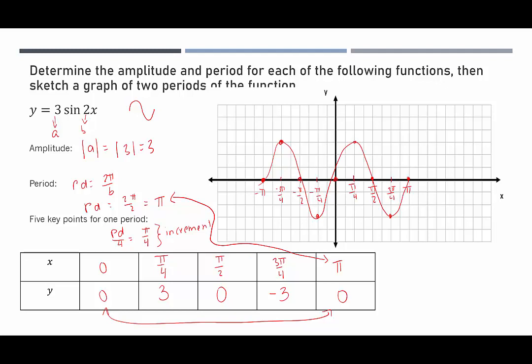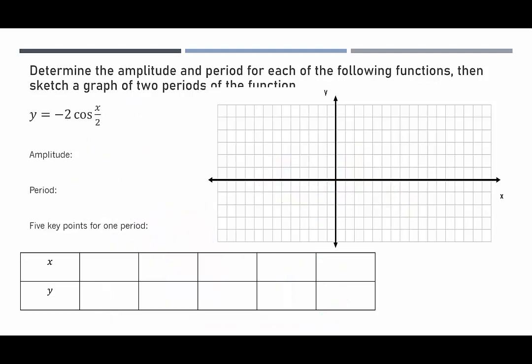Now I chose to go negative. You could also have just gone this way and gone up 3, back to 0, down to negative 3, back to 0 if you wanted to. That's totally fine. Okay, in our next example, this time we're looking at a cosine graph.